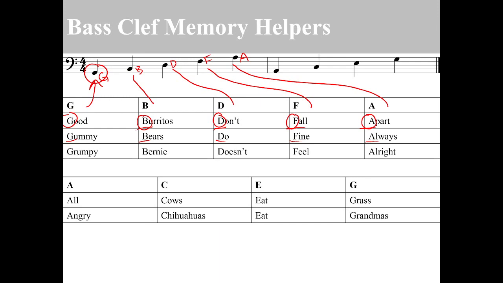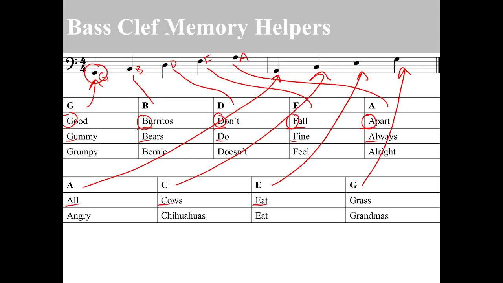It's up to you. And for my spaces, my bottom space here is an A, and then I have C, and then E, and then G. So the one that most people know is all cows eat grass. But one of my students came up with this one that I really like, and it is angry chihuahuas eat grandmas. And most people seem to have a really easy time remembering that. Angry chihuahuas eat grandmas. So those are the ways we remember the names of our lines and spaces in the bass clef, also called the F clef.